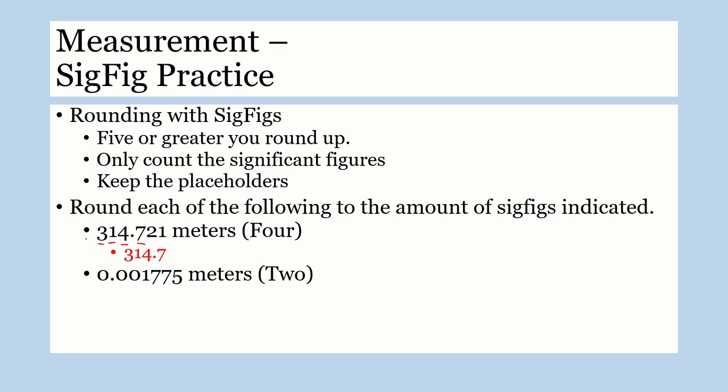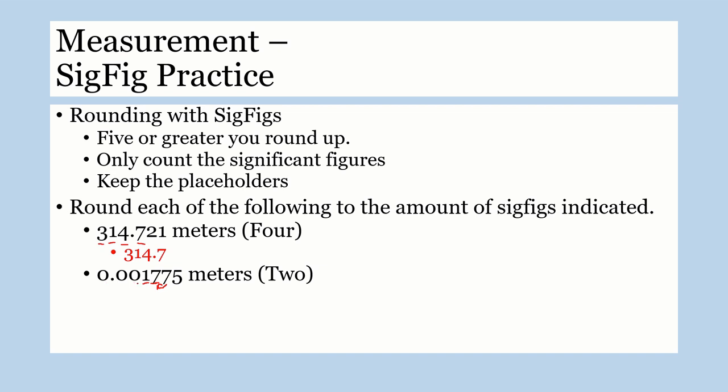Let's say we have a really small number, 0.001775 meters, and we need to round this to 2 significant figures. These zeros out in front are placeholders. They're there for a reason. They don't count for the total number of significant figures, but they still need to be there. Then we keep the next 2. 1, 2. We look next door. Is that a 5 or greater? Yep. So we are definitely going to round up this 7 and make it an 8.